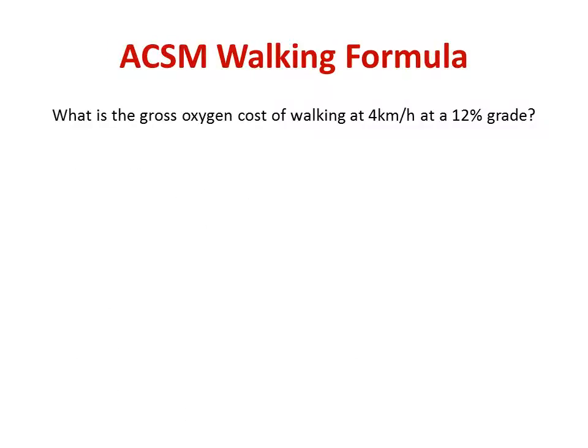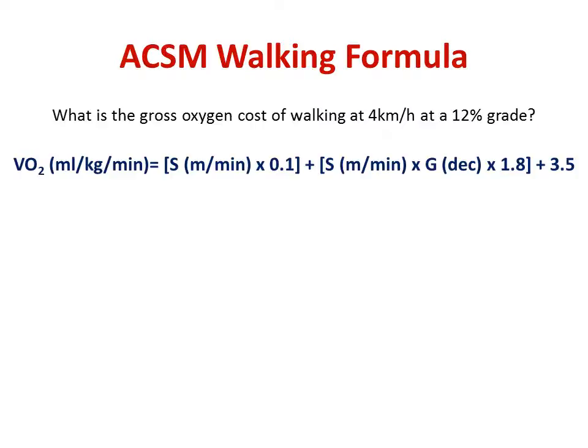For the purposes of this clip, we'll now go through the walking formula to calculate gross oxygen cost of walking at 12 kilometres an hour at a 12% grade. I'm sure you'll notice that the mathematical processes here aren't particularly complex, though many come unstuck by failing to convert to the correct unit of measure.